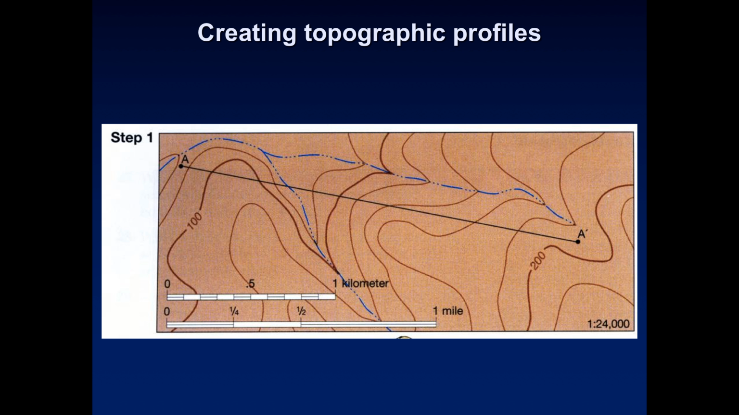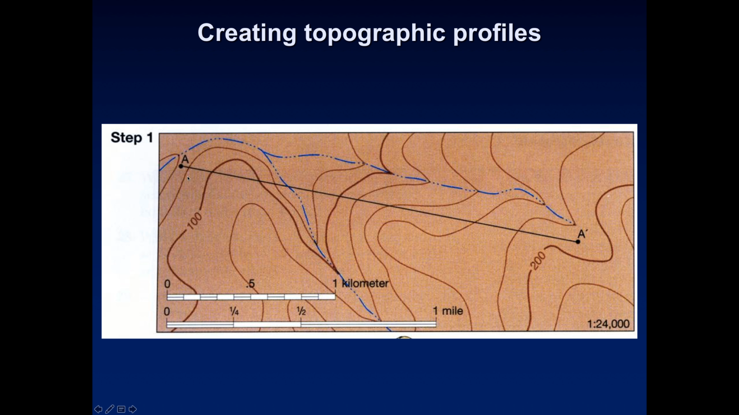So if you have to create a topographic profile, here we're looking from A to A prime. What this is asking is, if you were to look at a slice here, what does the topography actually look like along this line? You would want to know this if you were going out to walk the area. Where is it going to be steep? Where is it high? Where is it low? Where will the walk be easy?